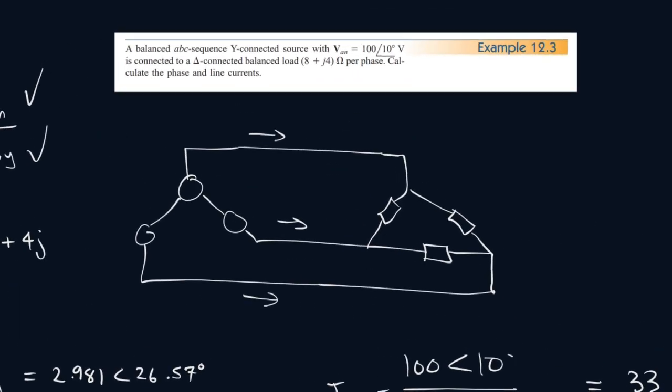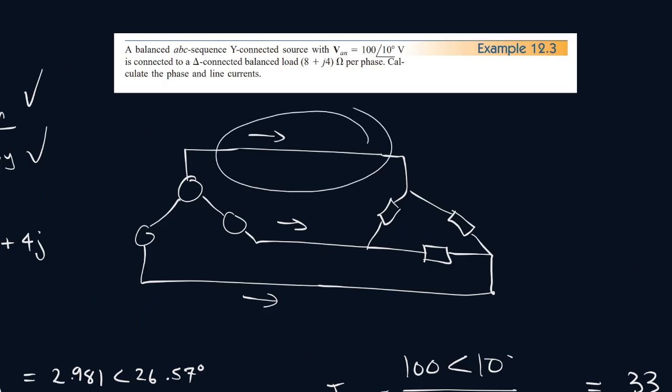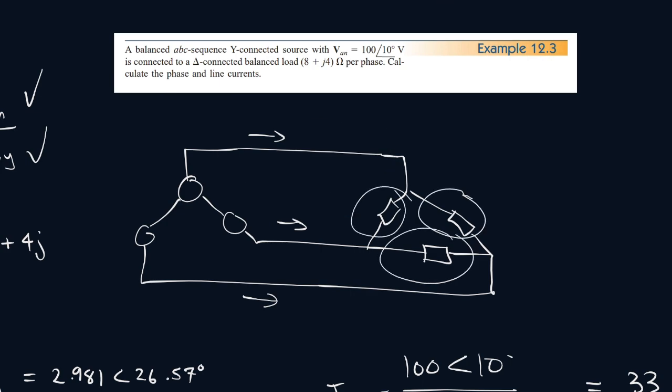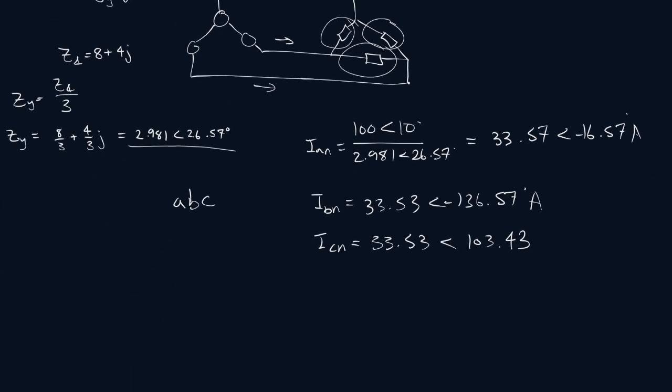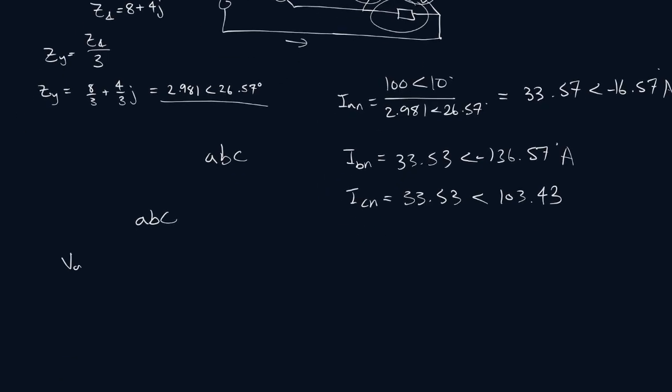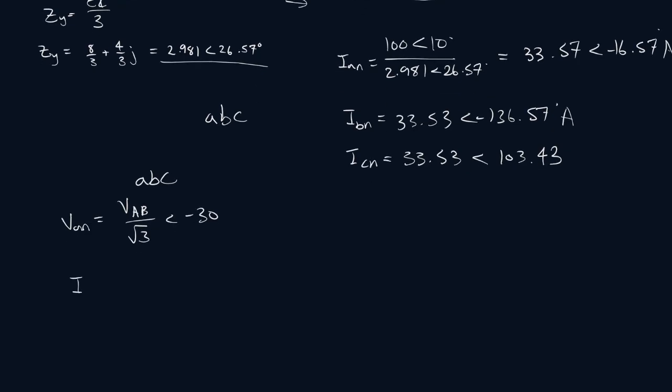Now we have to find the phase current. We found the line current, which is the current passing through here. Now there's something called the phase current, which is pretty much the current passing through here. There's actually a formula for this. If we have an ABC circuit, VAN will be equal to VAB all over the square root of 3 phasor minus 30, and IAB is equal to IAN all over the square root of 3 phasor positive 30 degrees.